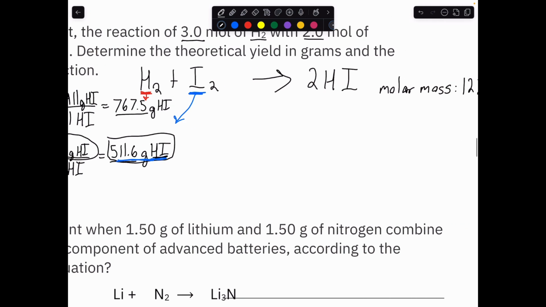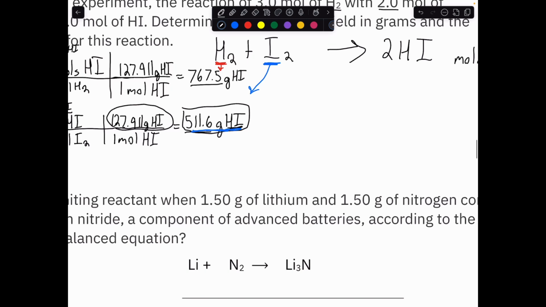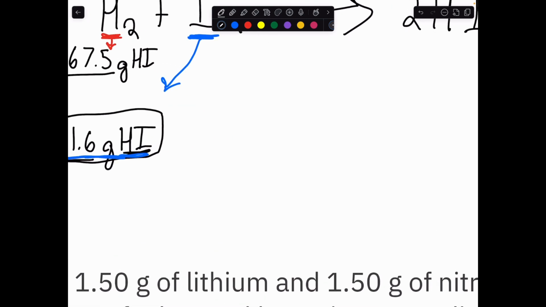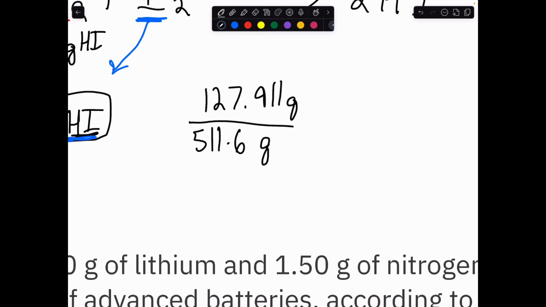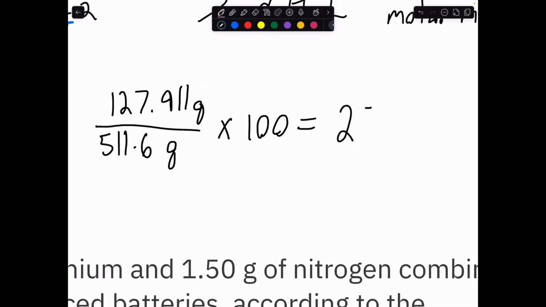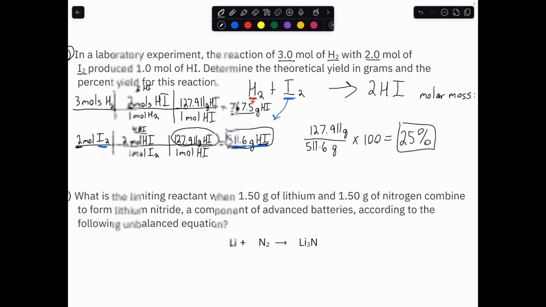511.6. However, we also need to find the percent yield, which percent yield is our actual yield over theoretical yield, which our actual yield is that molar mass, again, over our theoretical, which is 511.6 grams. And then we multiply that by 100, which we should get 25%. And so that's our two answers, guys, is this grams and then this percentage.